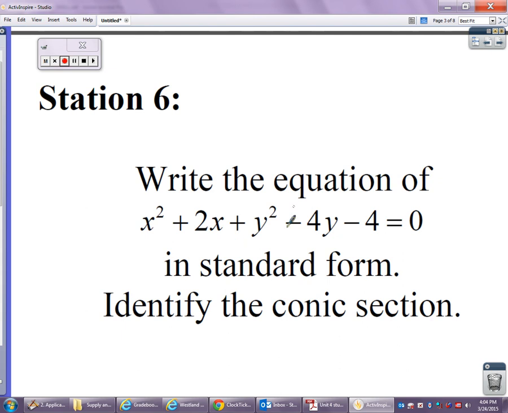We don't know what it is. I know it's not a parabola because you have x squared and y squared. So I'm going to separate my x squared plus 2x. I'm going to complete the square by adding 1 to both sides, because if I do that, this will factor into a perfect square. And then my y's. To complete the square, I'm going to add 4 to both sides.